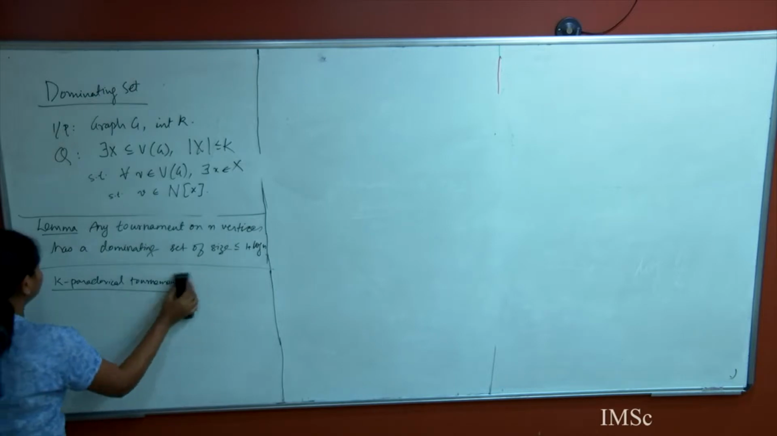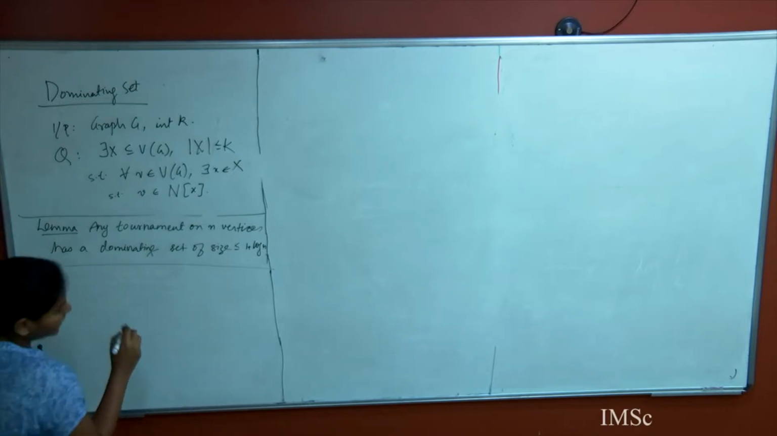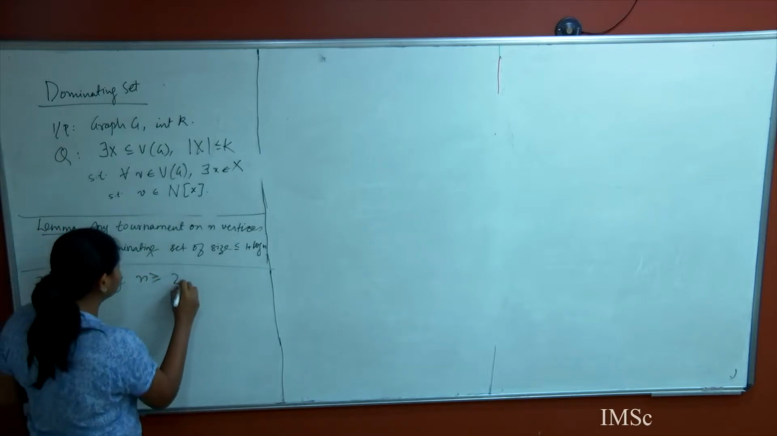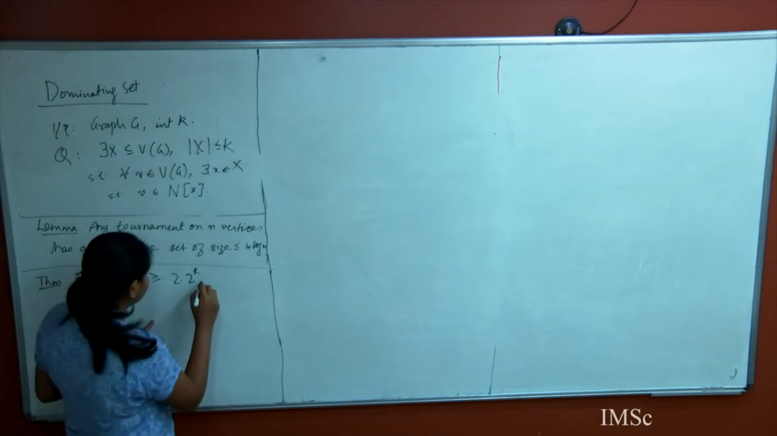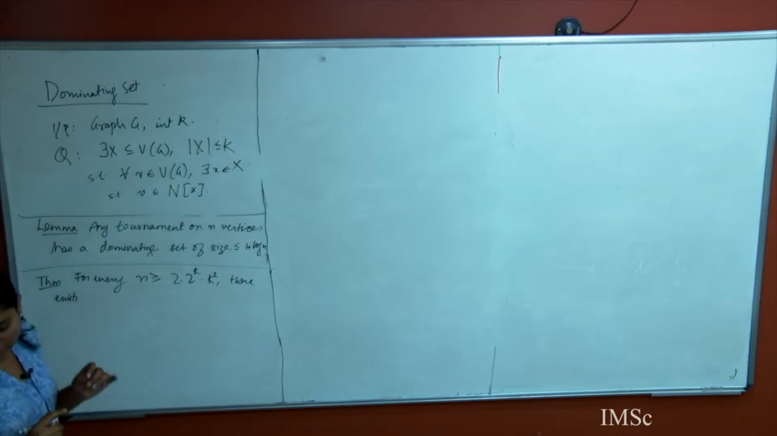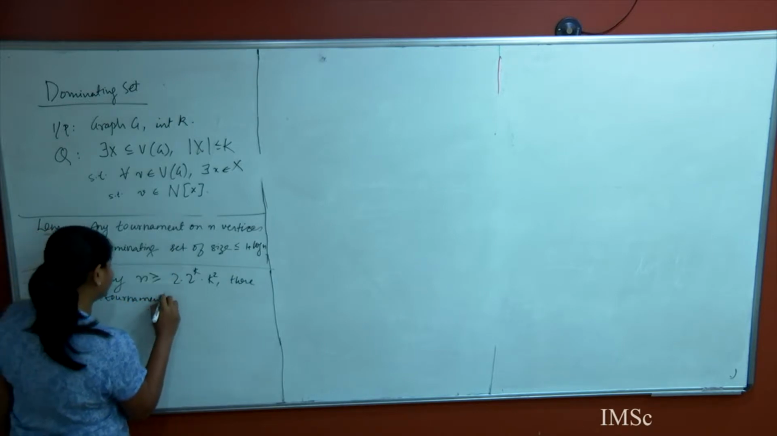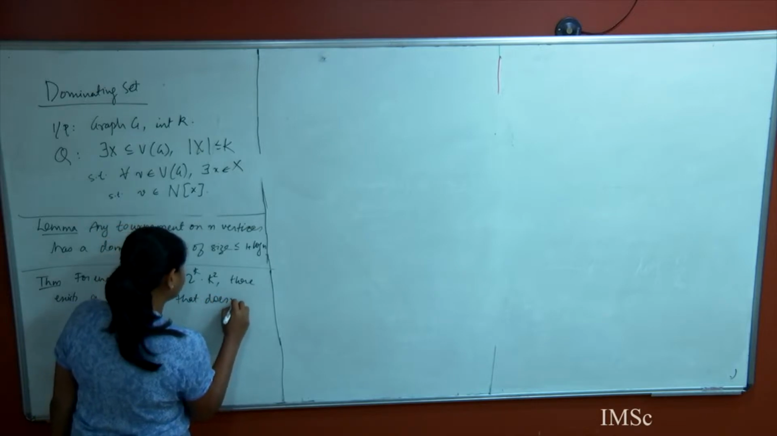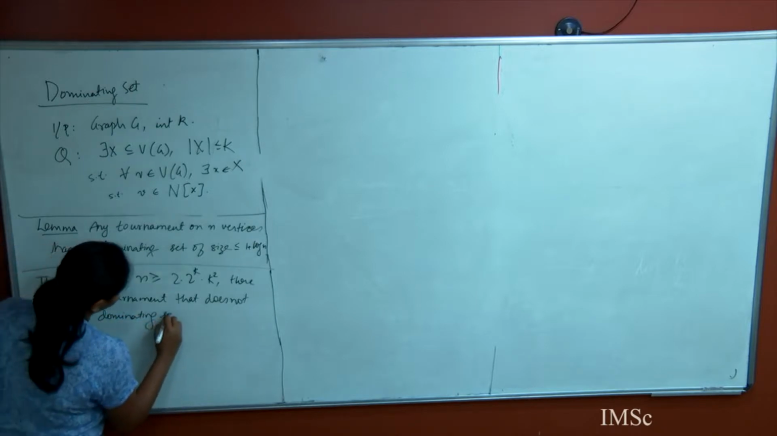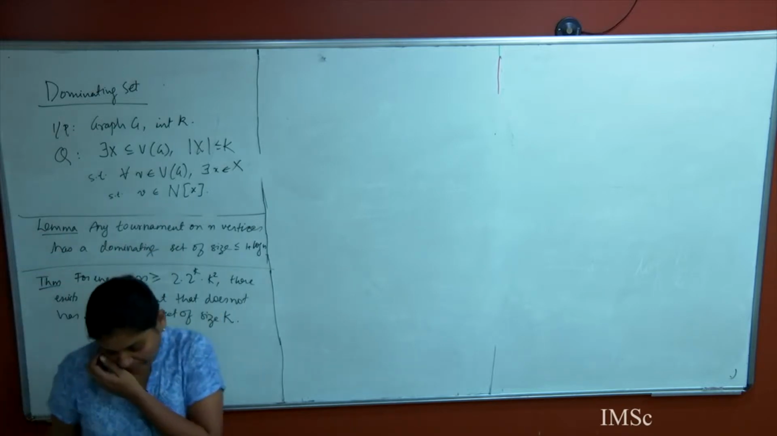So there is a known result: for every n which is greater than or equal to 2 into 2 to the k into k square, there exists a tournament on n vertices that does not have a dominating set of size k. Okay.